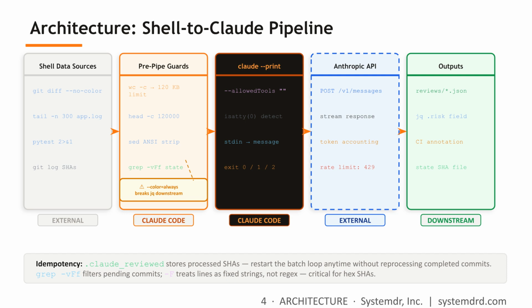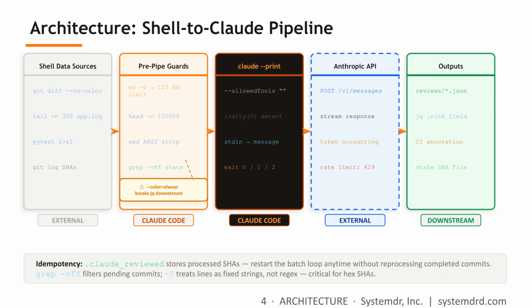Stage 3, dark, claude --print. This is the core. Is_error detection fires here. --allowedTools with an empty string removes side effects, and exit codes are load bearing. Stage 4, blue dashed, the Anthropic API, external to your system, behind HTTPS. The dashed border signals that this is outside your control. Rate limits fire here. Token limits are enforced here.